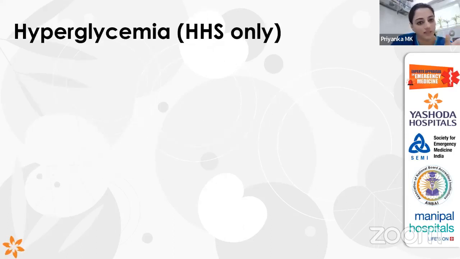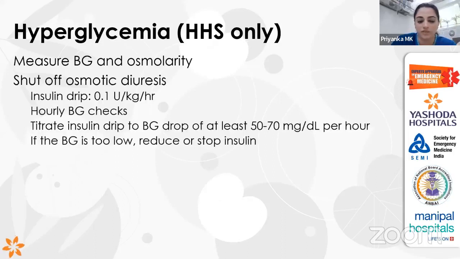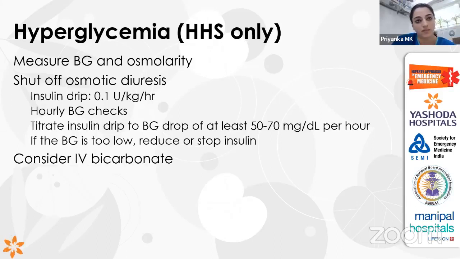In hyperglycemia, in HHS's case, we are measuring both blood glucose and osmolarity, and the goal is to shut off osmotic diuresis. Here also the insulin drip dose will be the same, 0.1 unit per kg per hour with hourly blood glucose checks. But titrate the insulin drip similarly at the rate of 50 to 70 mg per dL per hour. But unlike DKA, in HHS, if the blood glucose drops to less than 100, you have to stop the insulin. You do not supplement with dextrose. Consider IV bicarbonate again if the pH is less than 7 or the bicarb is less than 10.